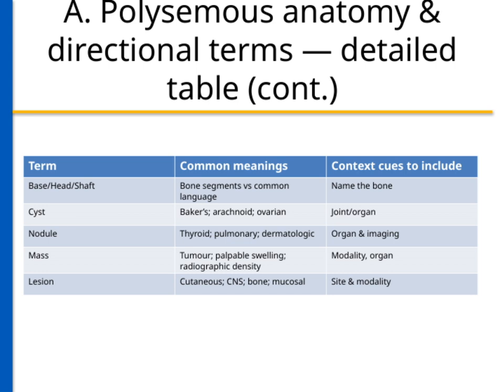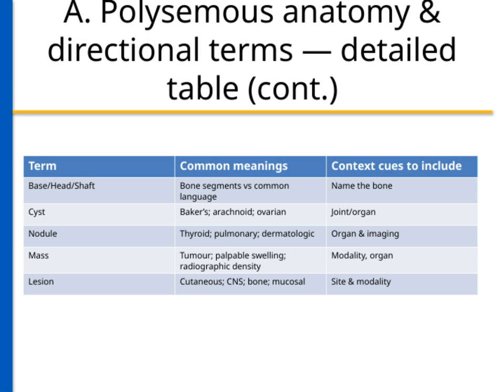Next, the term cyst. This can mean different things depending on where it appears. We might hear about a Baker's cyst, which is related to the knee joint, an arachnoid cyst within the nervous system, or an ovarian cyst in the reproductive organs. So, context clues like the location help us understand what type of cyst we're dealing with.